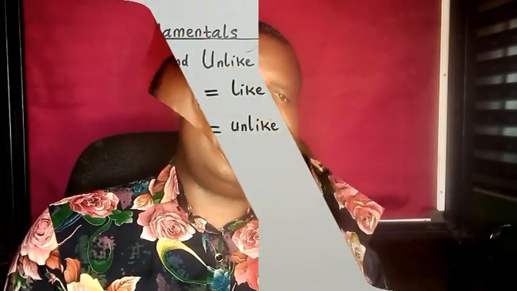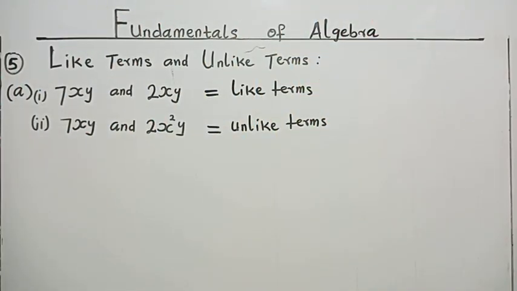In it, I will define like terms and unlike terms, and then guide the way into recognizing or identifying like terms when we see them. Please follow through as I do that. Having learned the concept of terms, let us now focus attention on this objective number 5, and that is like terms and unlike terms. When do we say that mathematical terms are like terms? When do we also say that they are unlike terms?